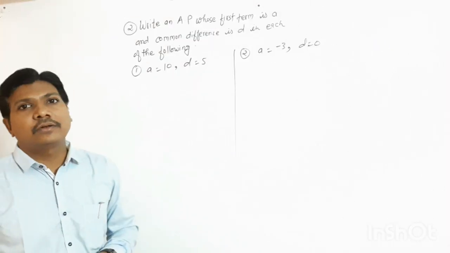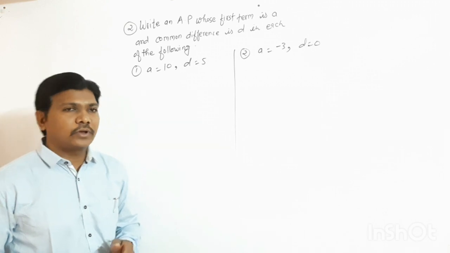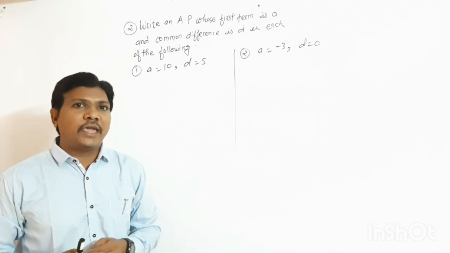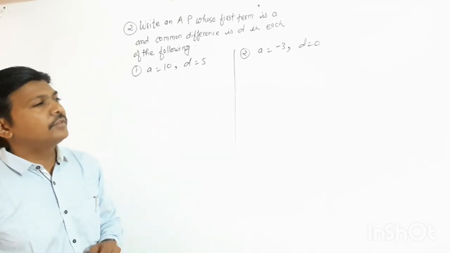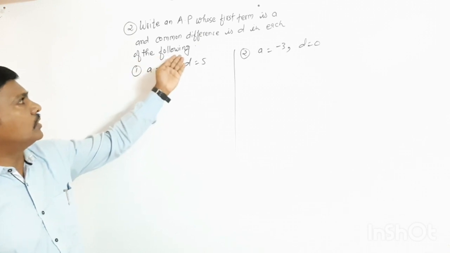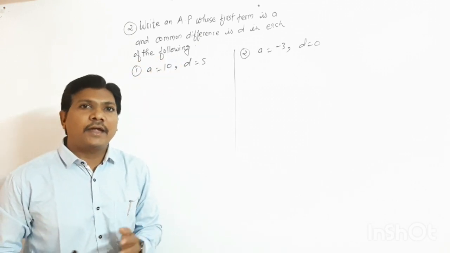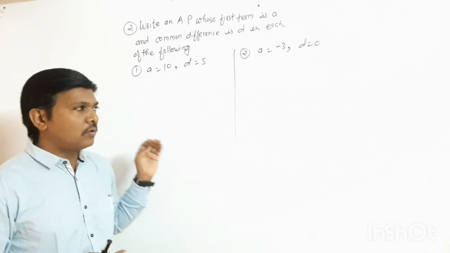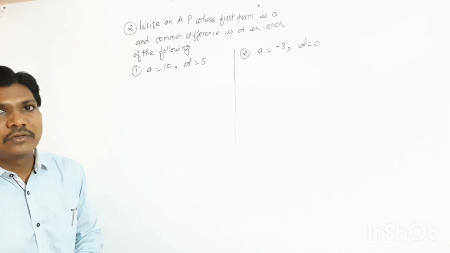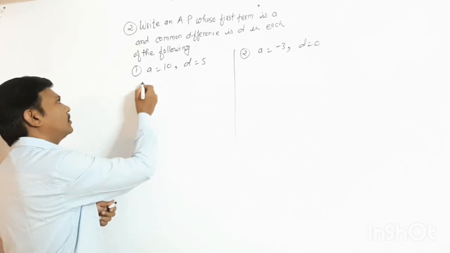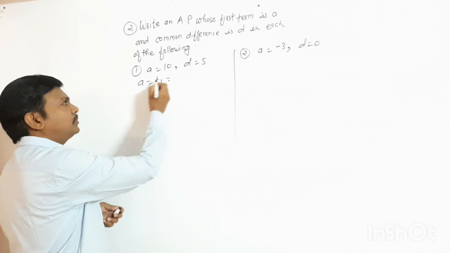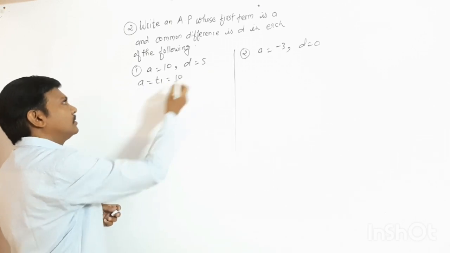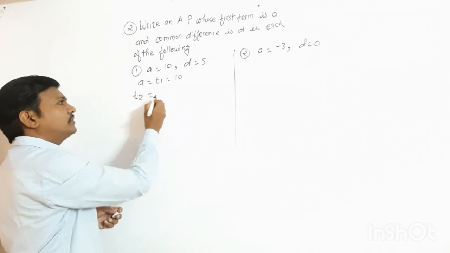See the second question of practice set 3.1. The question is: write an AP whose first term is A and common difference is D in each of the following. So here, student, A and the value of D are given, and using these two values you form an arithmetic progression. So let us see how to write. So A, that is T1, means first term, that is also A. So T1 is 10.